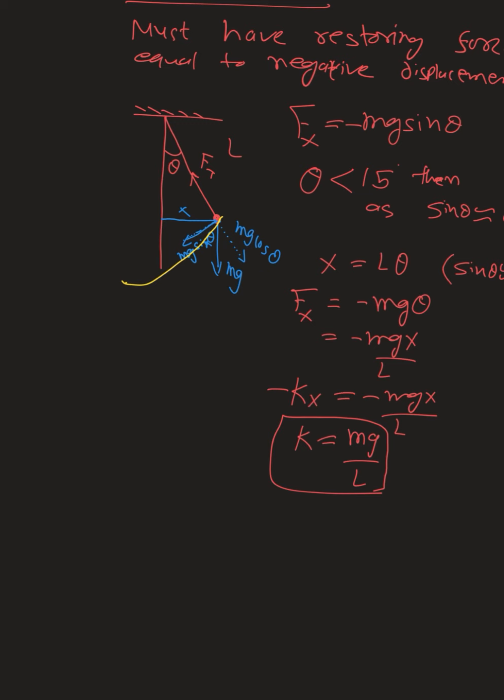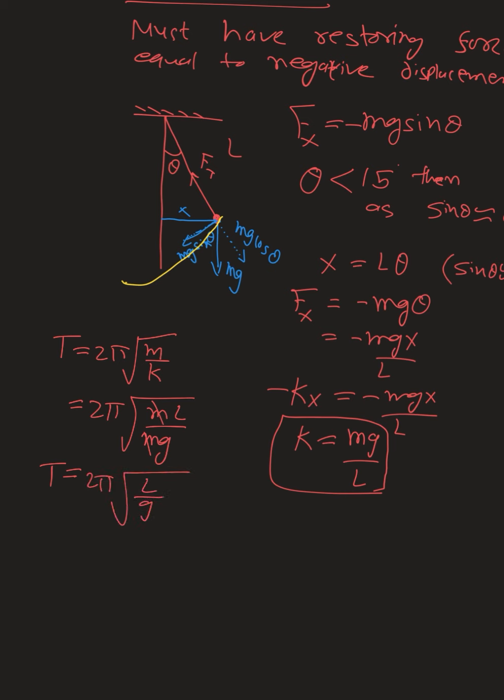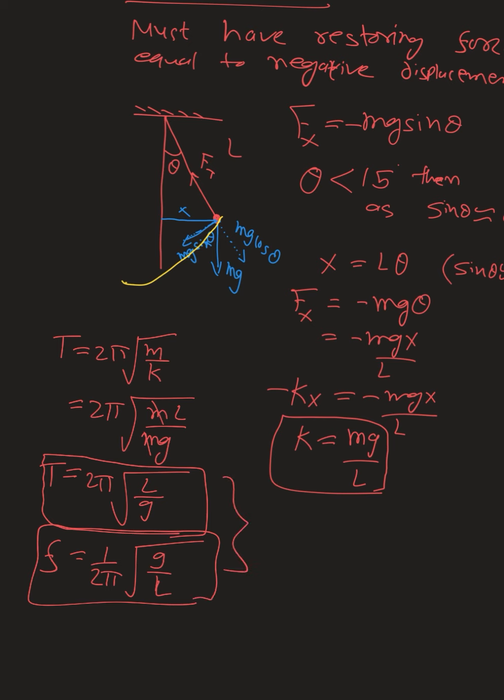Well, look, we know from the mass spring system, the period is T equals 2 pi square root of m over k. We can put the value of k as mg over L in that equation, and now we get the period for the simple pendulum. M instead of k, we can put mg over L, so m can cancel out, and now you have the period equation for the simple pendulum, which is T equals 2 pi square root of L over g. See, that is only for a simple pendulum. You can write the frequency equation as 1 over 2 pi square root of g over L. This is the period and frequency equation for the simple pendulum.